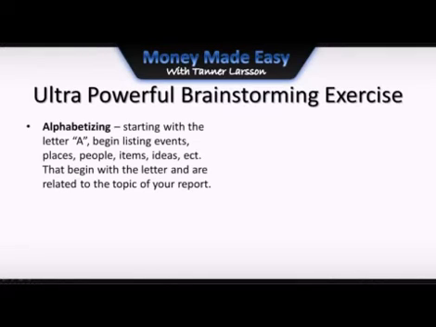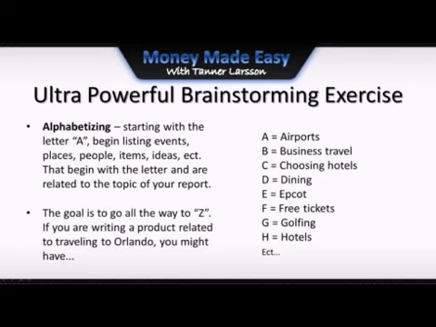All right, now here's an ultra powerful brainstorming exercise you probably haven't ever used, but it's very effective. It's called alphabetizing. So starting with the letter A, begin listing events, places, people, items, ideas, or whatnot that begin with the letter and that are related to the topic of your report. So the goal is to get all the way to Z.